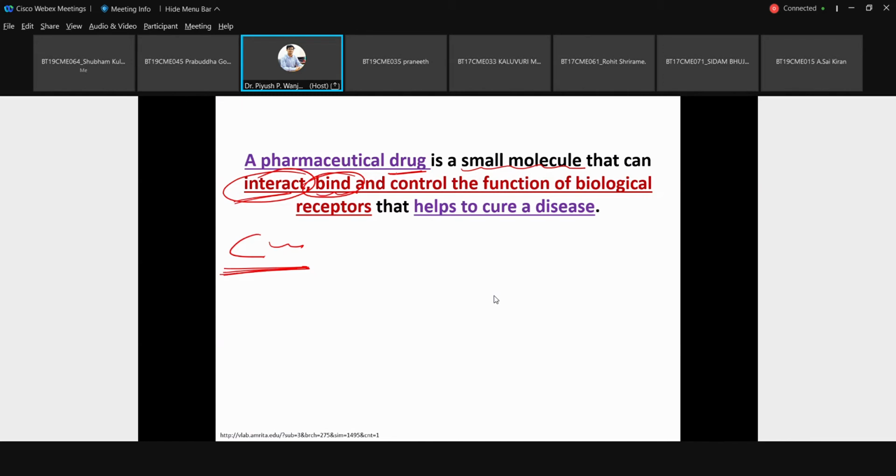Once this interaction and binding happens, then you know that somehow after the binding it is going to control the function of the biological receptor. How can it control the function of the biological receptor? I had given you till now so many different examples, like how the controlling of some function can happen, because of which some disease can be cured. Can anyone give me an example how the control of the function can occur?